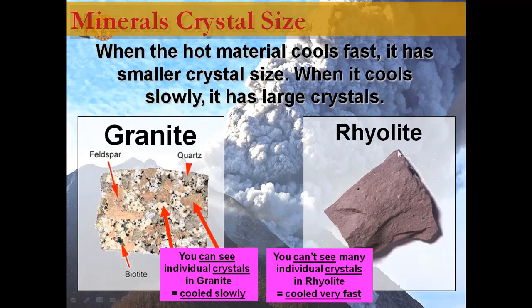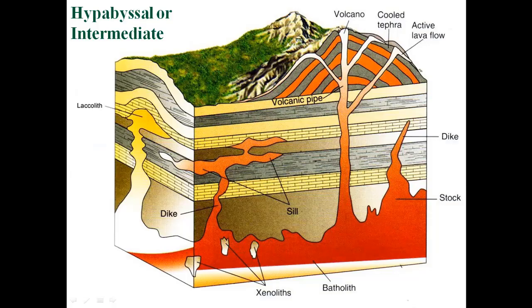Whereas rhyolite, an extrusive igneous rock, is formed due to the solidification of lava on the earth crust. Due to fast cooling, individual crystals are not very large, they are fine grained. Now we'll learn about the third type of igneous rock called hypabyssal or intermediate rock.